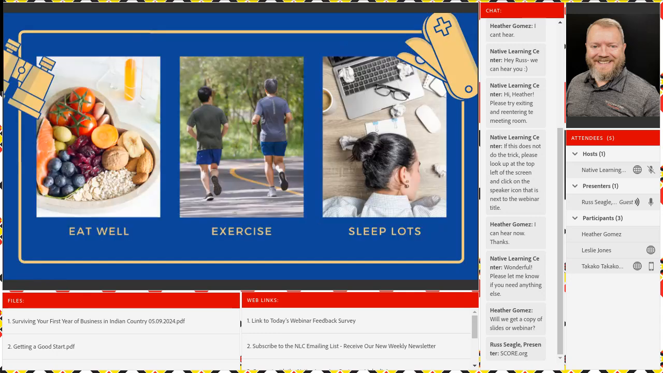Eat well, exercise, sleep lots. And I end with sleep because it's the one thing you're not going to get enough of in that first year, and you're going to need the most of it. It's stressful. It's exhausting. If you only set one routine as you go through this first year, make sure you have a consistent time to go to bed, go to sleep, and wake up.